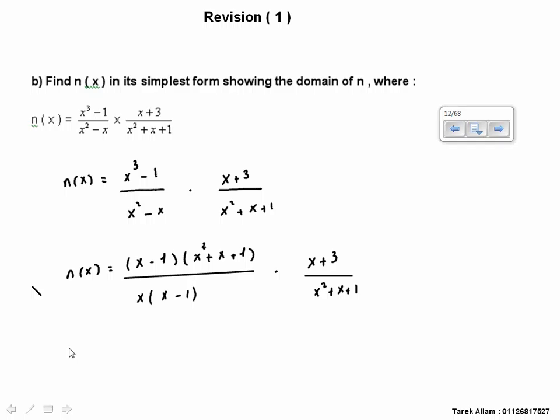Before simplifying, I will take out the domain, which is equal to R except the zeros of the denominators of the two fractions. So here in the first one, the domain is R except 0 and 1, because I have here x and I have here x minus 1. Here the domain equals R. So I will continue simplifying, and x squared plus x plus 1 will cancel with x squared plus x plus 1. So the final result is n(x) in its simplest form, x plus 3 over x.